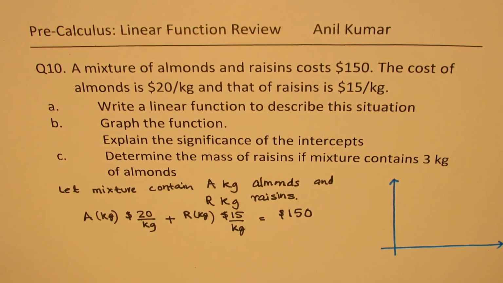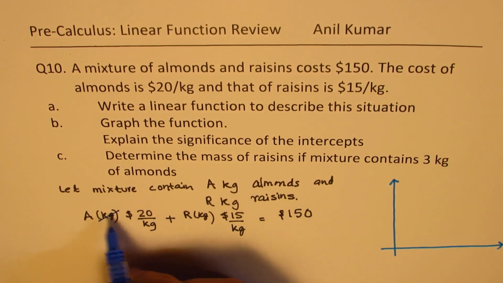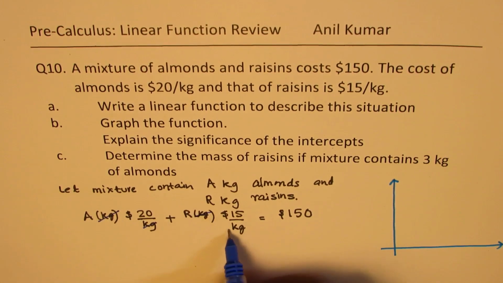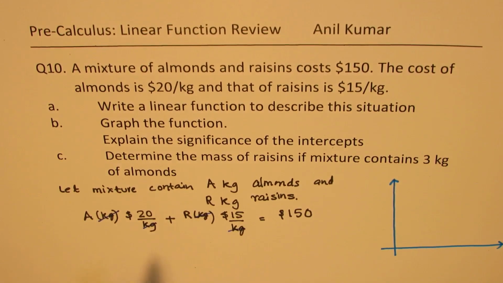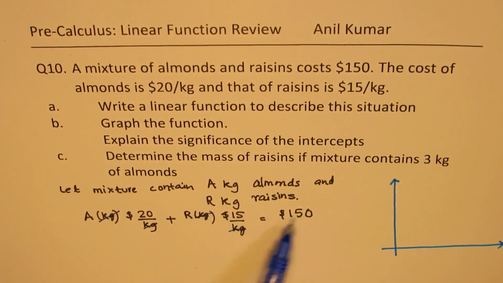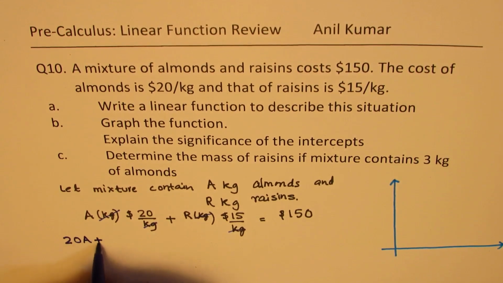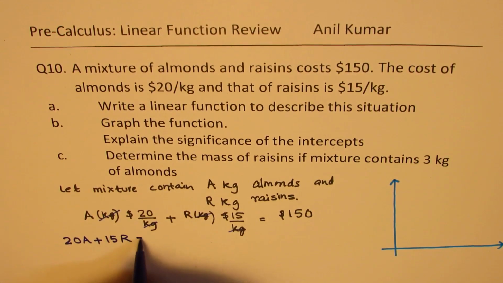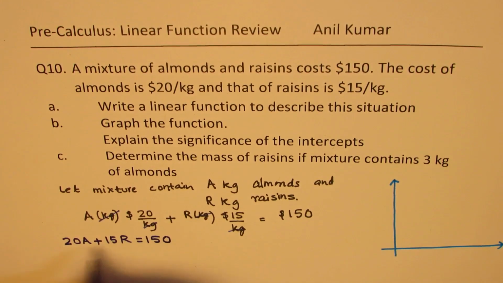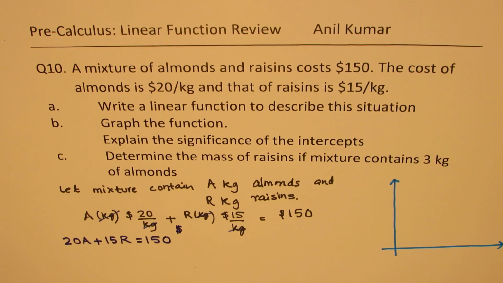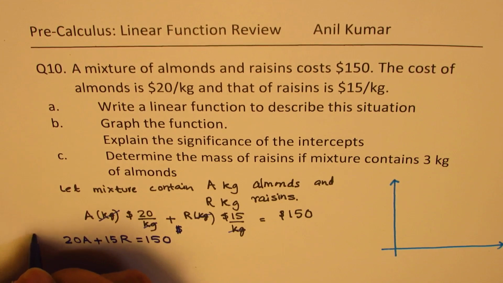It's important to understand the equation. When you multiply amount with rate, what you get is money, so dollars. The kg cancel, so you get money in dollars, and that is what the equation is. So I could write this equation as 20A plus 15R equals 150. Everything is in dollars now. Is it clear to you? Now, that is the linear equation, so that is part A for us.